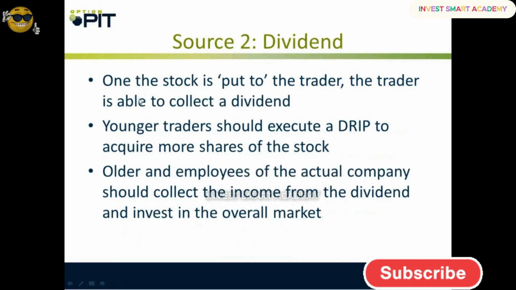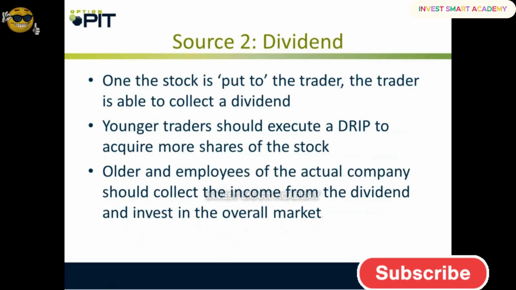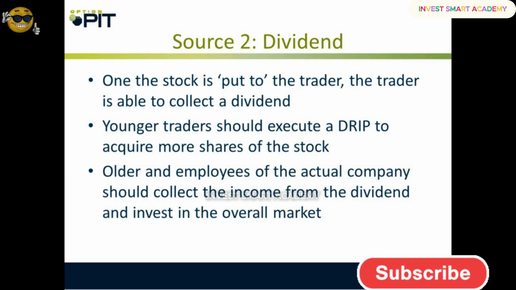Source two, the dividend. Get the dividend. Get that income. If you're young, in your 20s, 30s, 40s, put it on a DRIP and acquire more shares. If you're older, or you actually work for the company, collect the dividend. If you work for a company, trading options and stock in the company you work for, you're probably making a mistake.